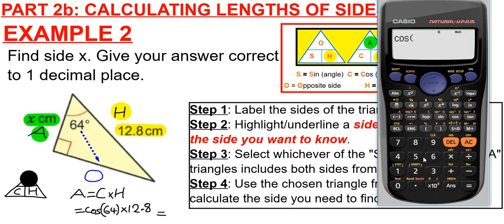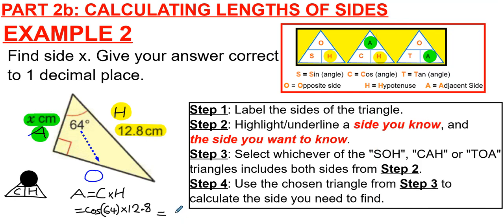It's quite exciting, isn't it? Well, no, it's not, but still. So cos 64 multiplied by 12.8 equals 5.6. So we've got 5.6 centimetres. And that's example two done.